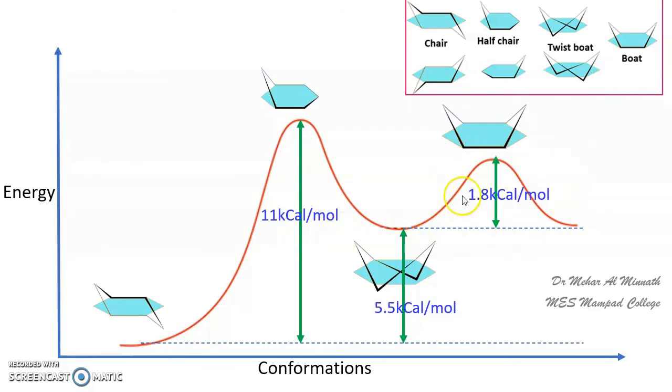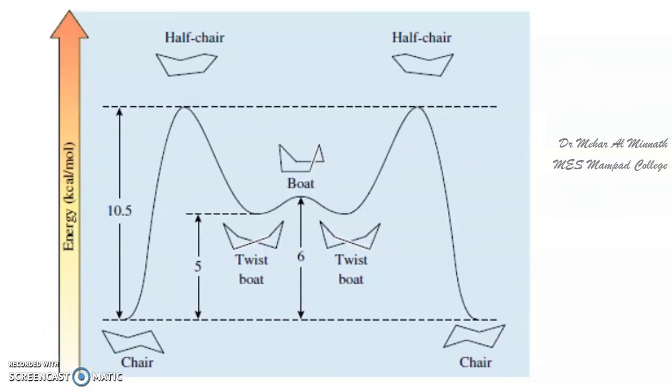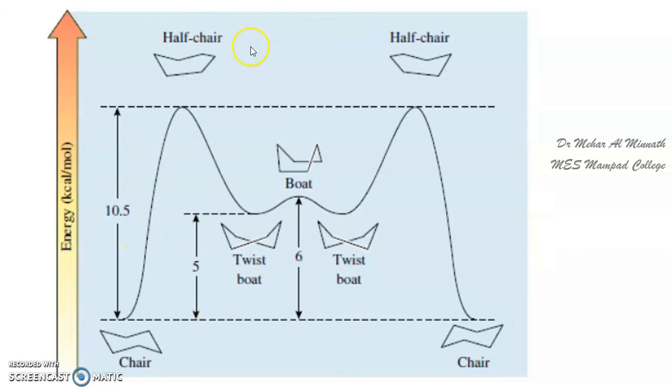Now, when we move further, after the boat form, it goes back to twist boat form again, isn't it? So you get the energy profile like this. From the boat, again, there will be lowering of energy because it takes up the twist boat conformer. Again, it increases, goes to the half chair form, and then finally it comes down to the chair form. So this is how the energy profile diagram appears.